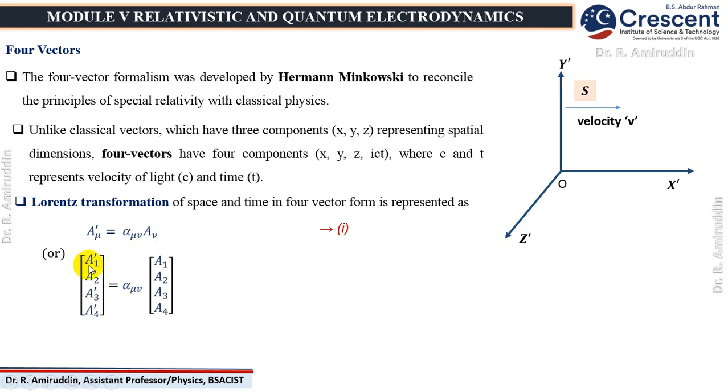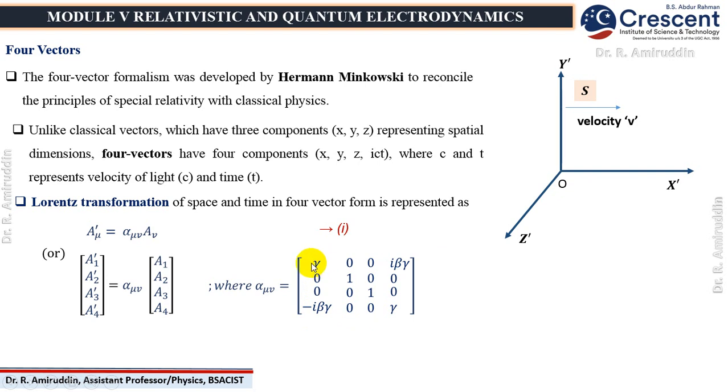So we can see here A1 prime, A2 prime, A3 prime, A4 prime. We can see the four components over here is equal to alpha mu v into, once again instead of v we substitute A1, A2, A3 and A4, where alpha mu v is represented by a 4 cross 4 matrix representation as displayed over here. Let us see how to understand this 4 cross 4 matrix representation.